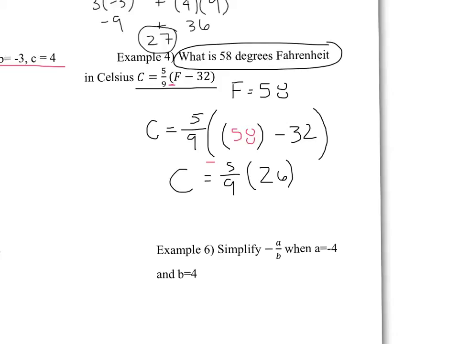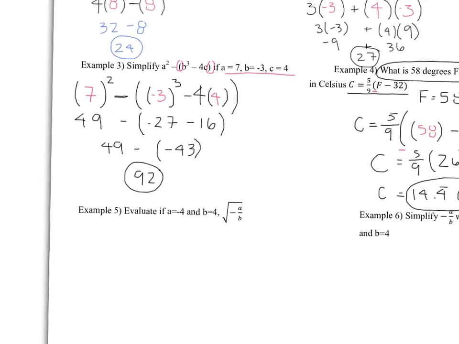I know when 5/9 is touching a parenthesis like that, that means that it's being multiplied. So I'm going to multiply 26 times 5/9, and we get 14.4 repeating. So C is going to equal 14.4 repeating. And let's put in our units. This is going to be degrees Celsius. Okay. As you can start to see, using parentheses is extremely important, especially when we're dealing with negative numbers, especially when we're dealing with exponents. So we want to continue to do that.